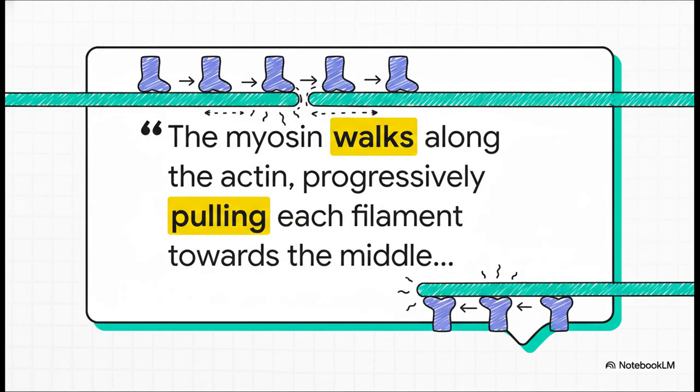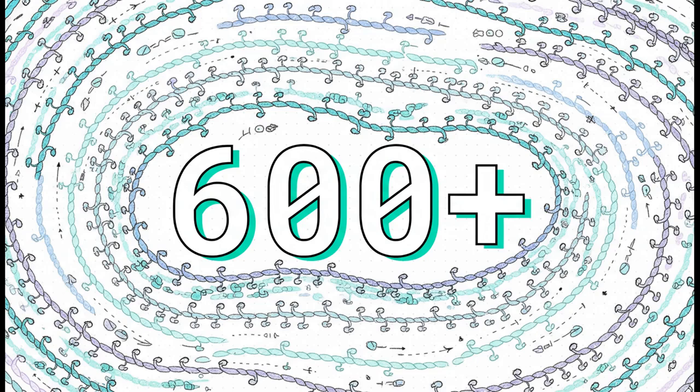You see, it's not just one big yank. The best way to picture it is that the myosin literally walks along the actin filament. Each step is tiny, but it's this constant, relentless walking action that slides the two filaments past each other, making the whole sarcomere shorter. So how many of these little pullers are we talking about?